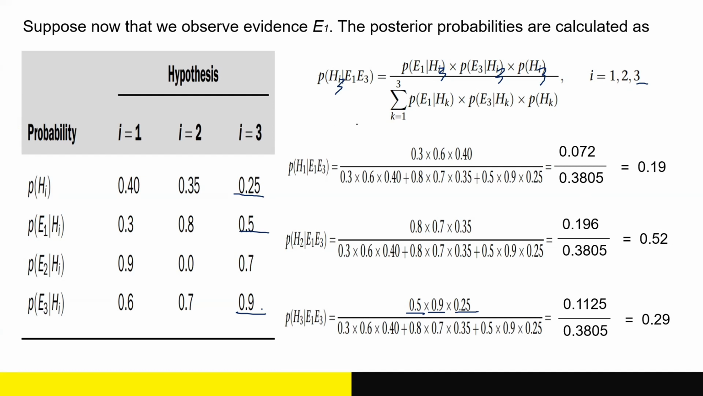So na-observe po natin na the probability of hypothesis 1 given evidence 1 and 3 has decreased po. And then the probability of hypothesis 2 given evidence 1 and 3 is 0.52, so nag-increase po siya compared to before. And then the probability of hypothesis 3 given evidence 1 and 3 has decreased compared to before.